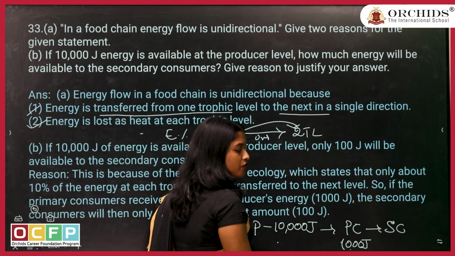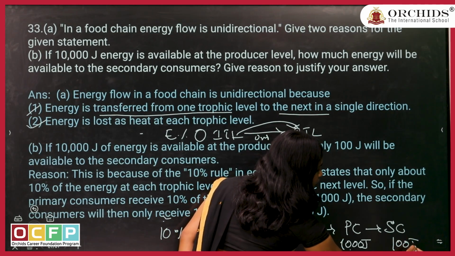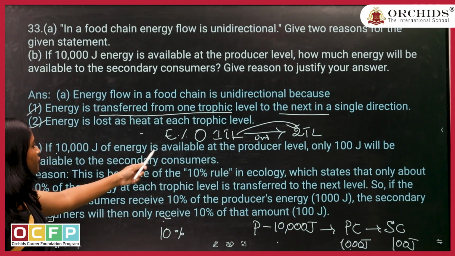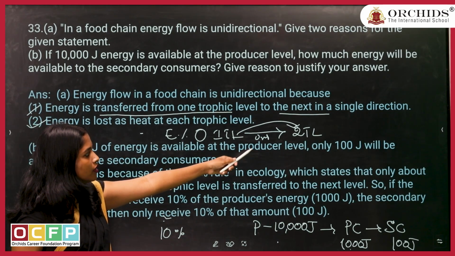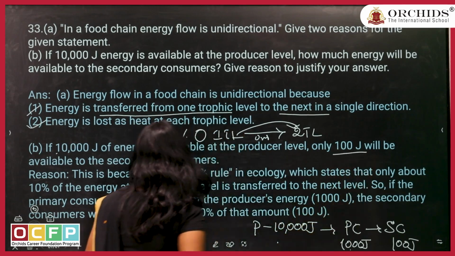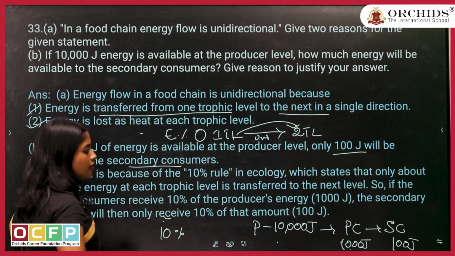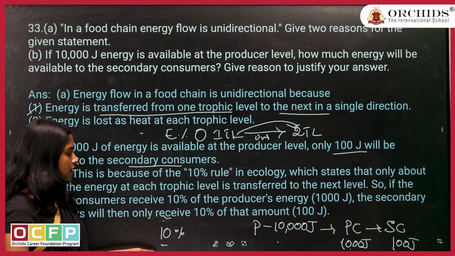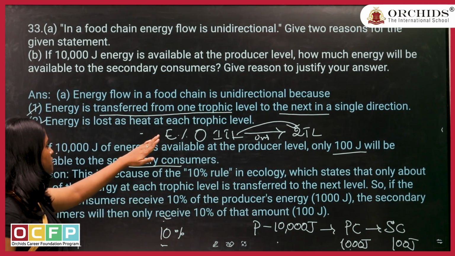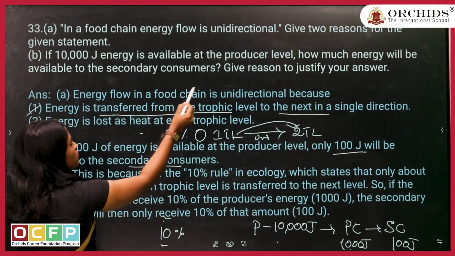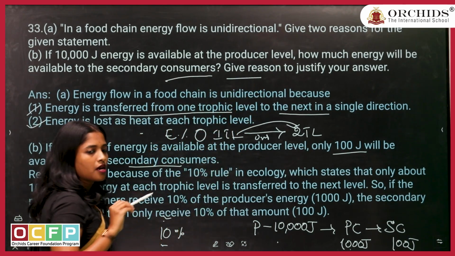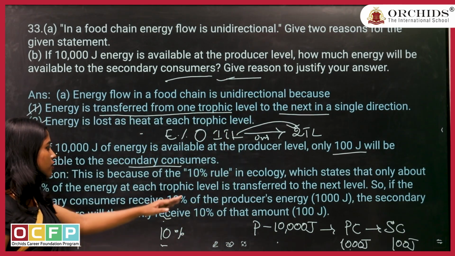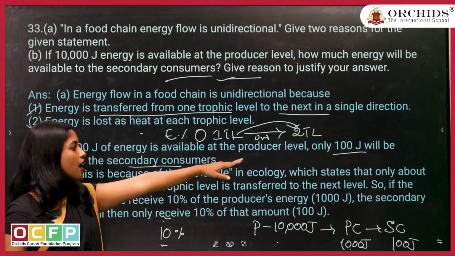So 10% of 1000 is 100 joules. So the answer is, if 10,000 joules of energy is available at the producer level, only 100 joules will be available at the secondary consumer. If you know this formula and how to apply this 10% law, it will be easier to find out the answer. And usually you will forget this. I hope you might have done this correctly. Give reasons to justify your answer. You need to tell why it is 100 joules.